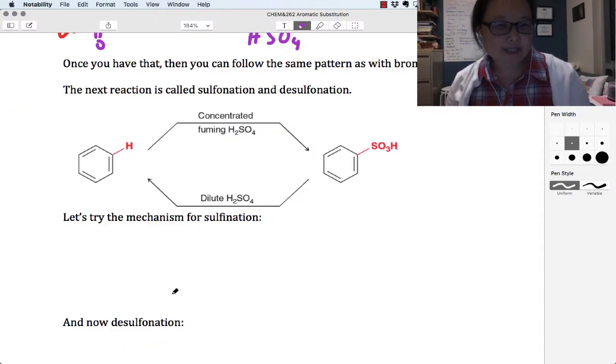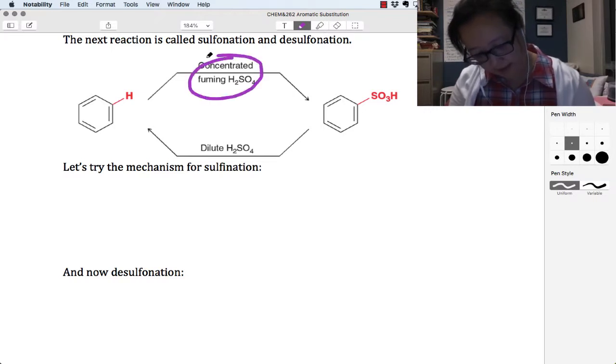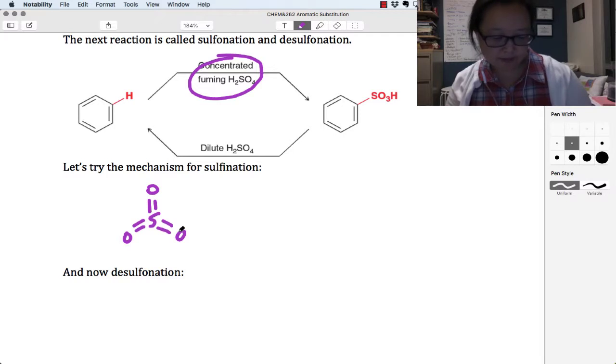The next reaction is the sulfonyl group here. So we do that with concentrated or fuming H2SO4, and then you can take that off with some dilute H2SO4 or water. So let's try this mechanism. So to do this one, it's a little bit more complicated here. H2SO4, actually your book shows this as SO3. So fuming H2SO4 is really SO3.